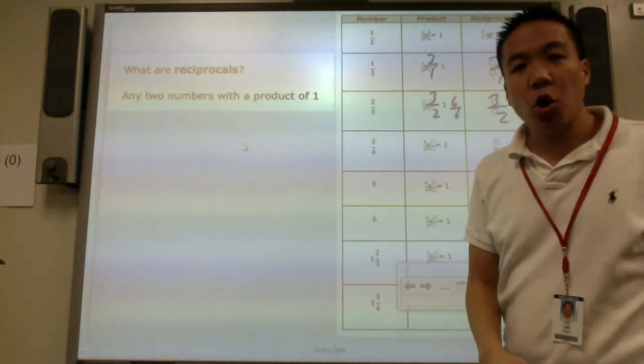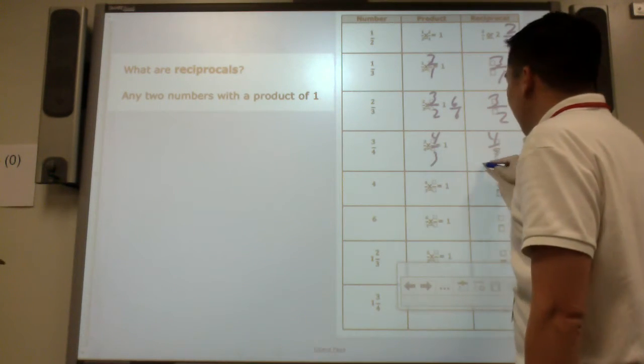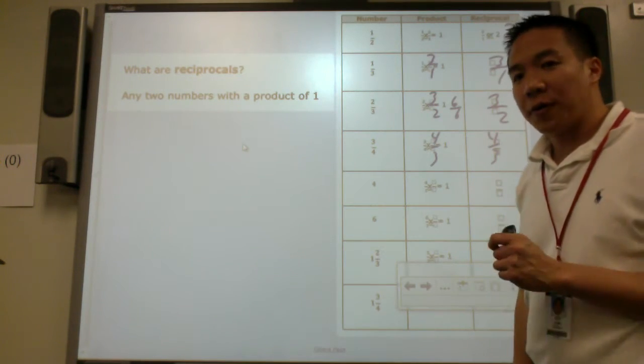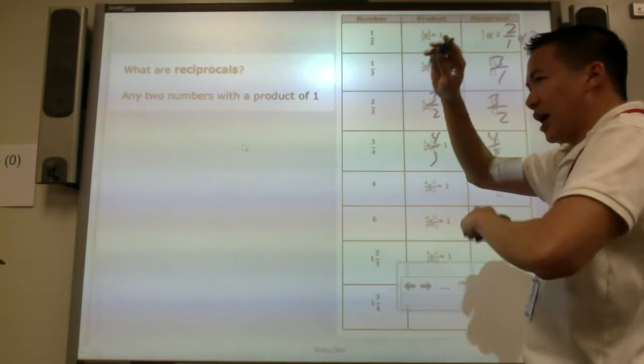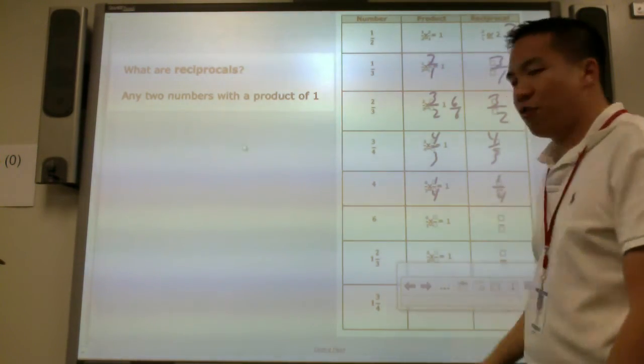What is the reciprocal of 3/4? 4/3. And 3/4 times 4/3 is 1 whole. What's the reciprocal of 4? So you have 4, you have to switch it. Let's think. 4, I switch it, so 4 goes here. So what goes with 1/4? The reciprocal of 4 is 1/4.